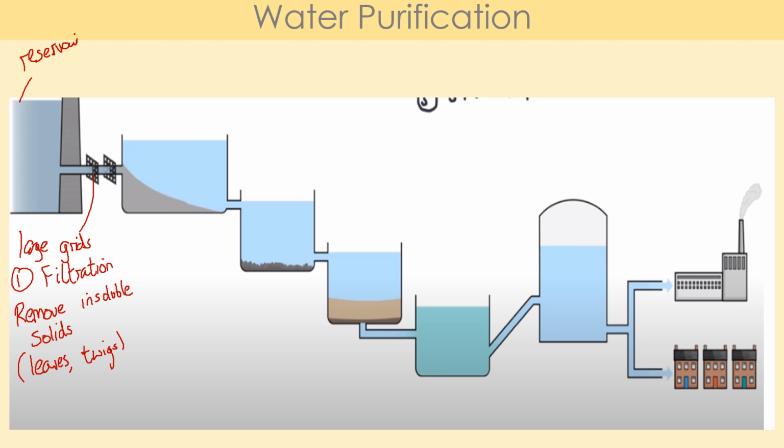We come through and we have our second stage, which is something called sedimentation. So we have stage 2, sedimentation, and sedimentation allows any impurities to sink to the bottom of the container.